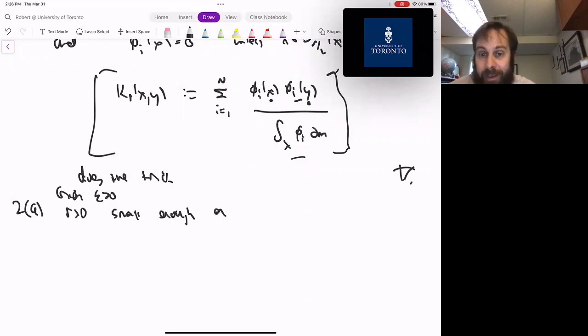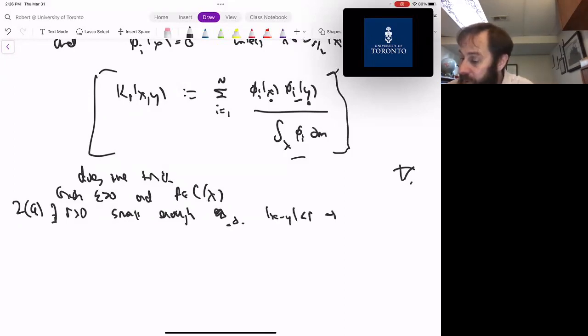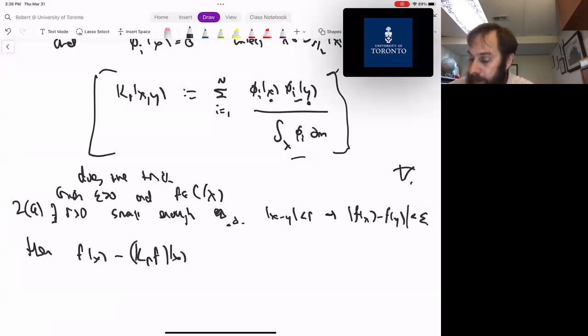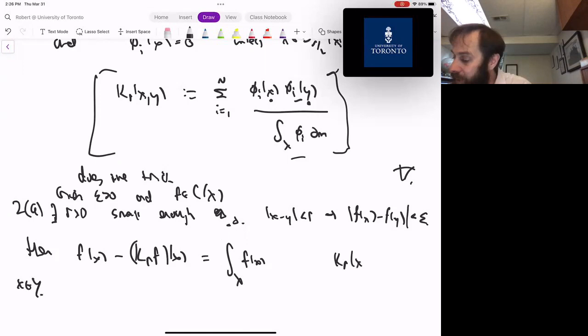given epsilon positive, because I'm on a compact space, if I have a continuous function, there exists R small enough such that the distance of x minus y less than R will imply f of x minus f of y is less than epsilon, because continuous functions on compact spaces are uniformly continuous. And in that case, when I compare f of x to its regularization, the regularization is defined by some integral, and I can write f of x as, because of the normalization property of kr, at least for x and y, I can write f of x.